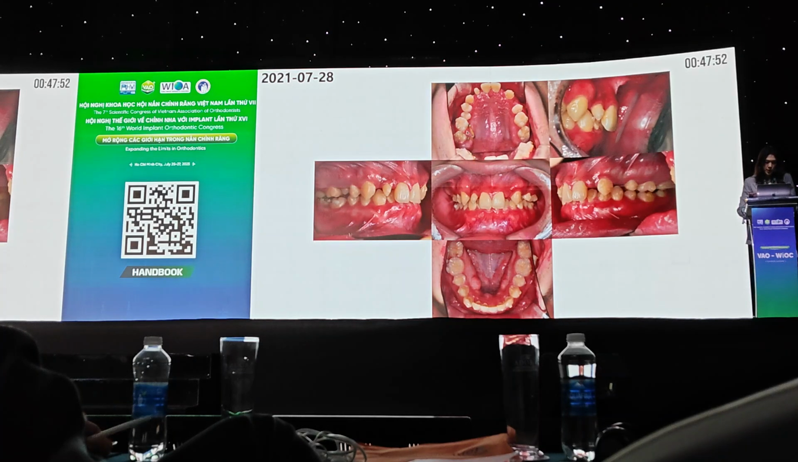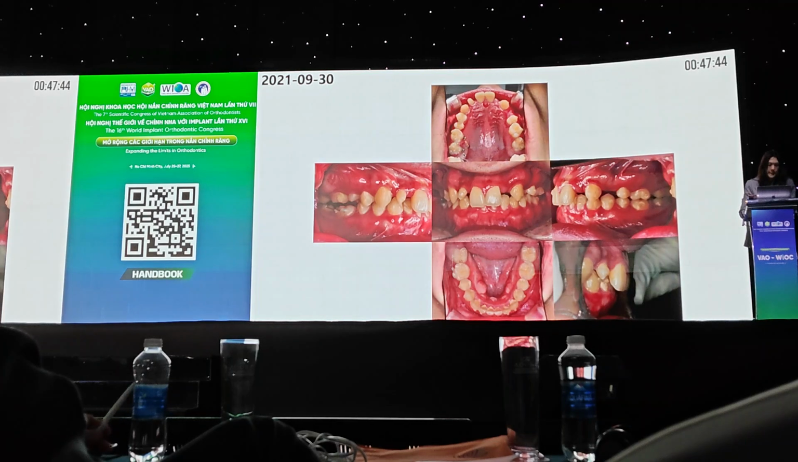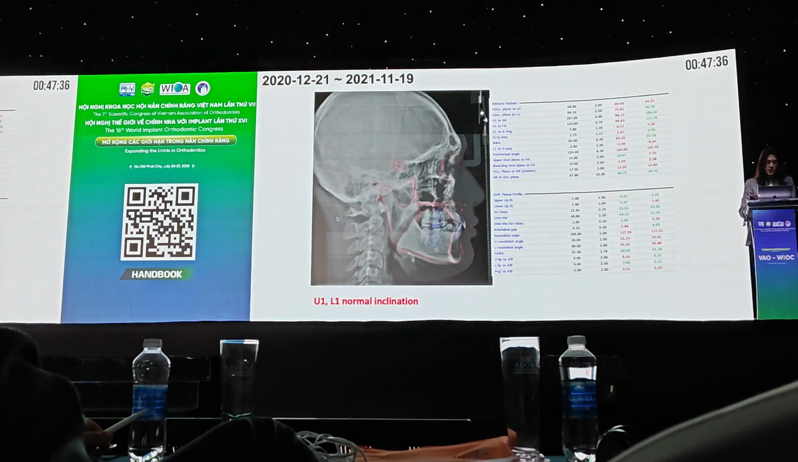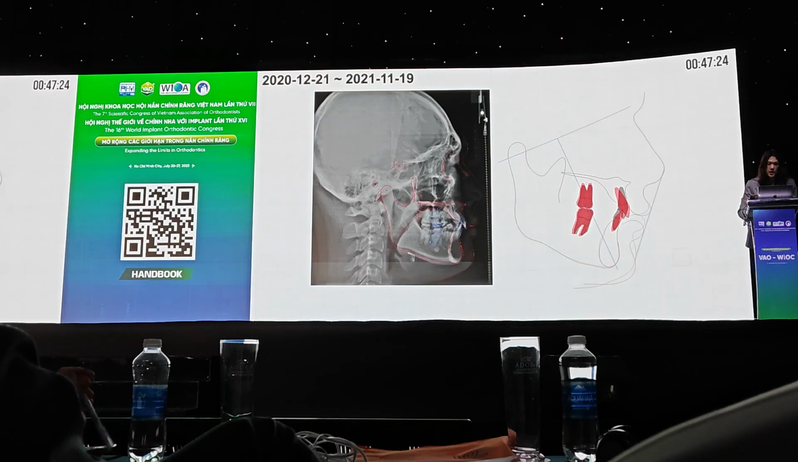I was trying to align these molars because he had a kind of a scissors bite. And I'm also trying to align the molars, lower right molars, with the NPA appliance, mini tube appliance. And I take a lateral set, a progress lateral set, and I see that now his upper and lower incisors have normal inclination.